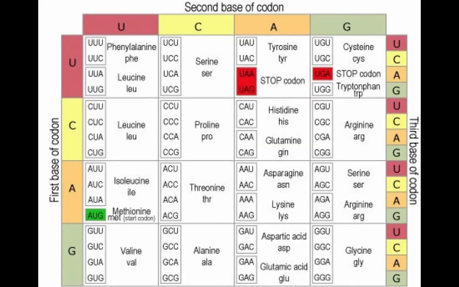The next codon is UGC. U is in the first row. G at the top of the chart is in the last column. So I need to focus on the blue box at the last column. The last letter is C. If I move across, I can find out that UGC is represented by the amino acid cysteine.